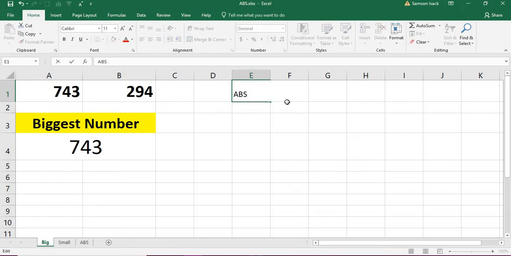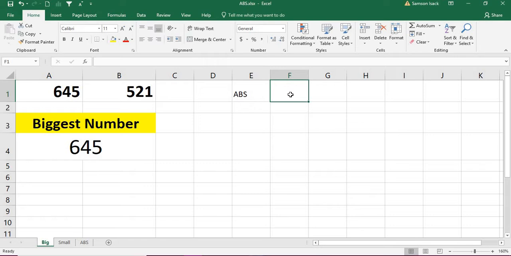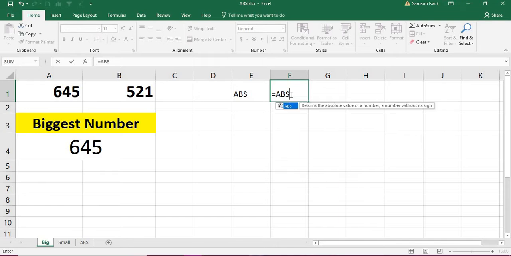What this function does is that it removes the negativity of the number, or in other words, it removes the sign of the number. So ABS, you can see the description here, returns the absolute value of a number. What is the absolute value? Absolute value is the exact value without the sign, a number without its sign.